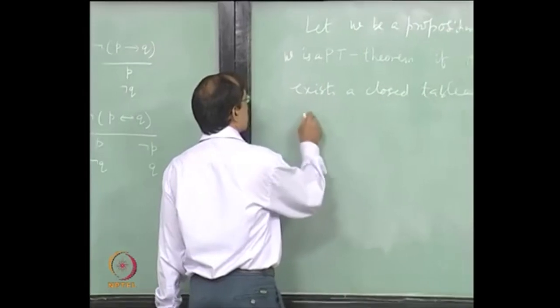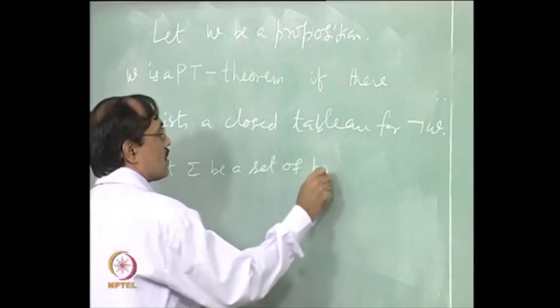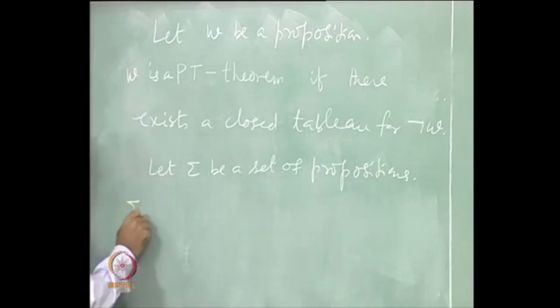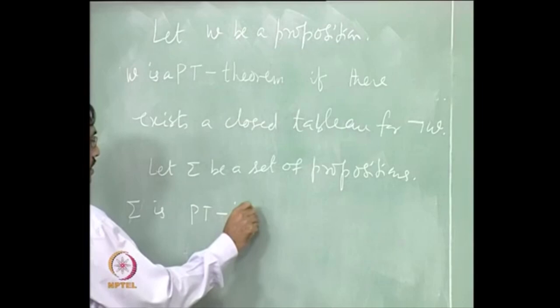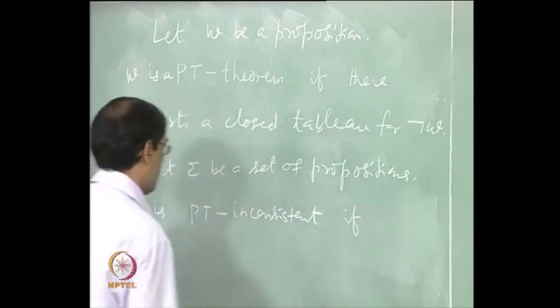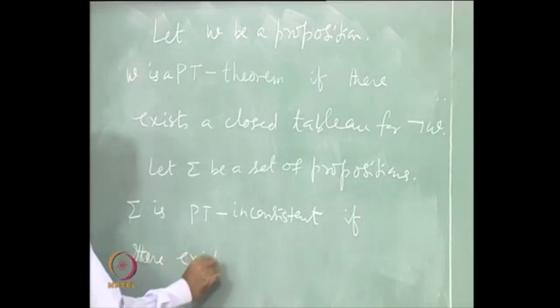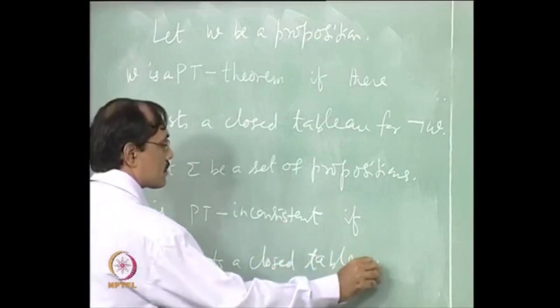Then similarly, for a set of propositions, we say that sigma is inconsistent. In fact, you should write PT-inconsistent, inconsistent in the system PT, if there exists a closed tableau for sigma.